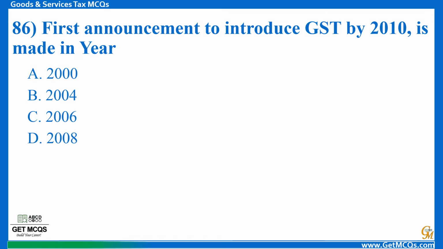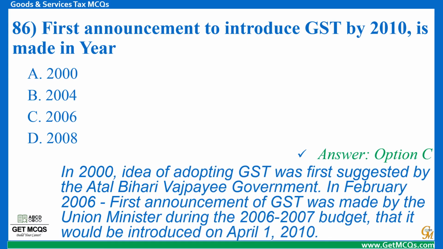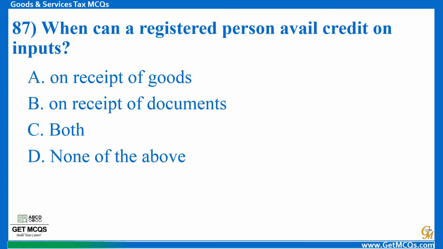86. First announcement to introduce GST by 2010 is made in year. Answer: Option C. In 2000, the idea of adopting GST was first suggested by the Atal Bihari Vajpayee government. In February 2006, the first announcement of GST was made by the Union Minister during the 2006 to 2007 budget, that it would be introduced on April 1, 2010. 87. When can a registered person avail credit on inputs? Answer: Option C.